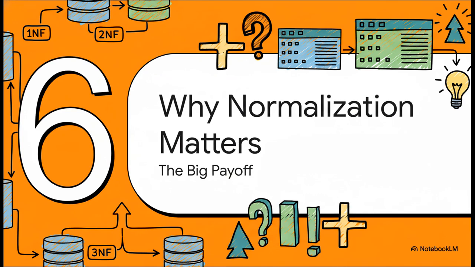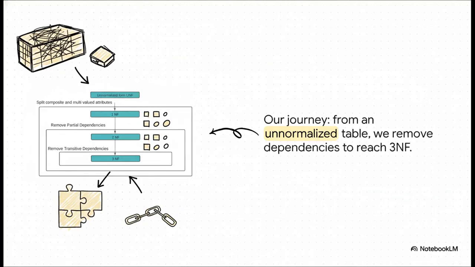So let's take a quick breath. We've gone on a journey from 1NF all the way to 3NF. We've been breaking down our table, creating these clean relationships. But let's ask the big question. What's the point? Why did we go through all this trouble? This flowchart right here is the perfect summary.